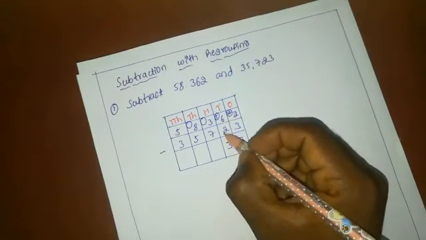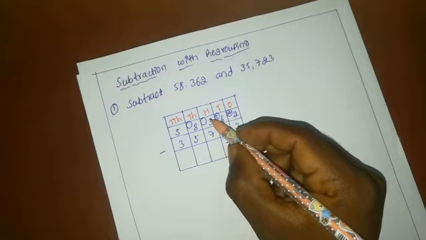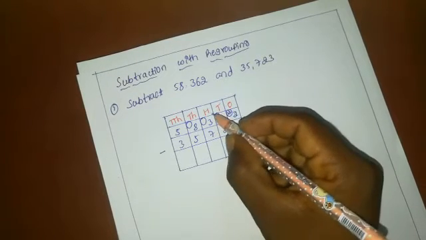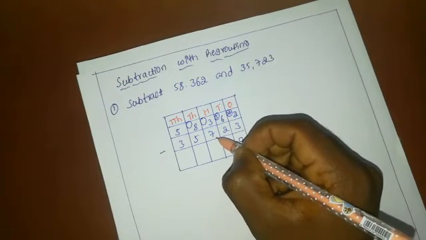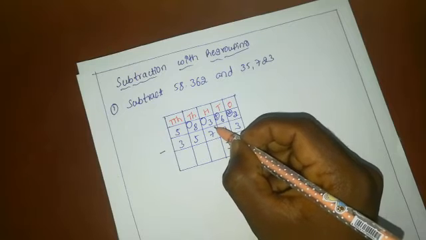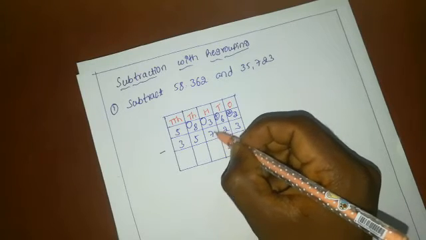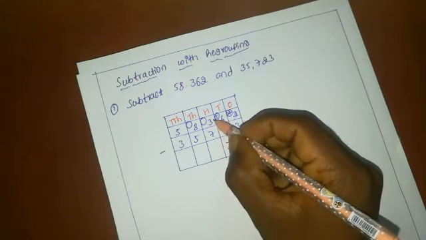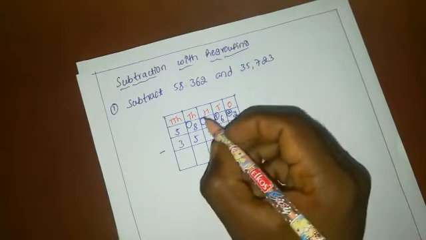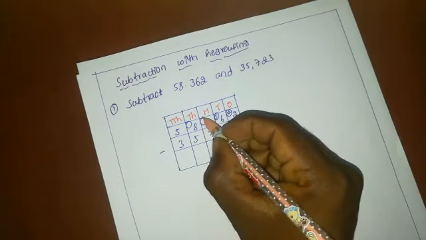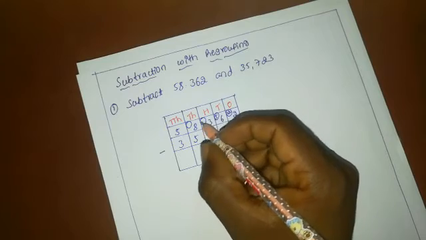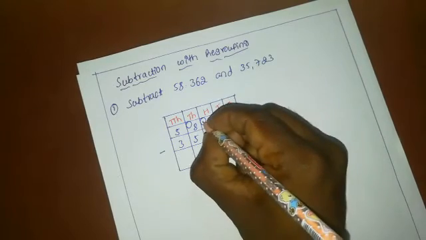Now after the tens column we have to subtract the hundreds column. In the hundreds column we have 300 and 700. We have to subtract the 7 from 3, okay. We cannot subtract the 7 from 3 because 7 is greater than 3, so we take a borrow from the thousands place, okay. When we take the borrow it becomes 13, okay.